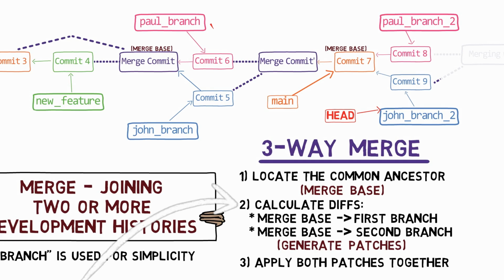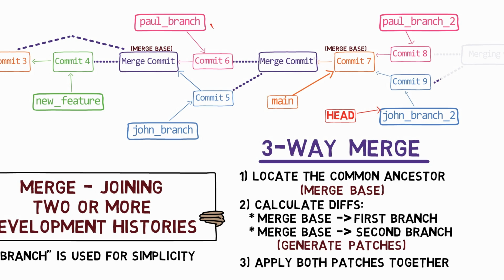Second, Git calculates two diffs, one diff from the merge base to the first branch, and another diff from the merge base to the second branch. Git generates patches based on those diffs. Third and last, Git applies both patches to the merge base using a three-way merge algorithm, which we haven't yet covered in detail. The result is the state of the new merge commit.